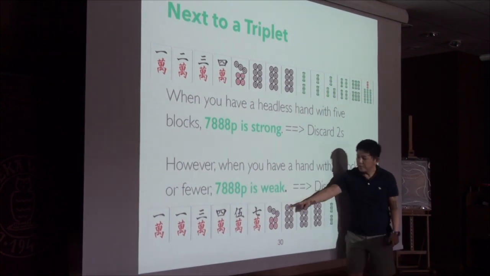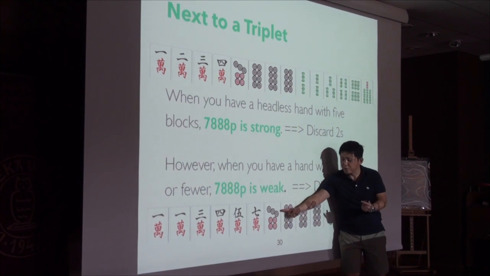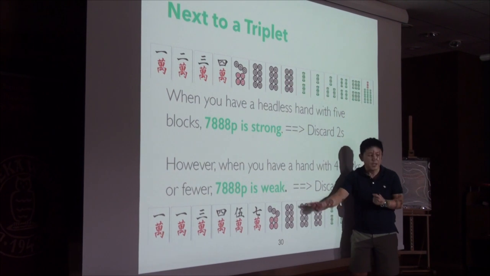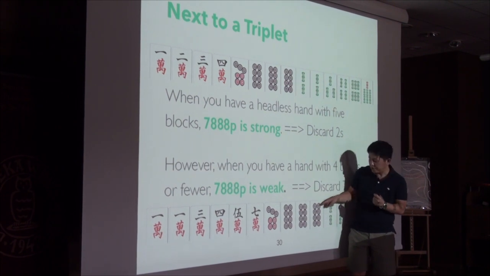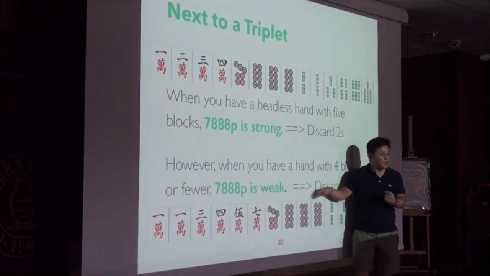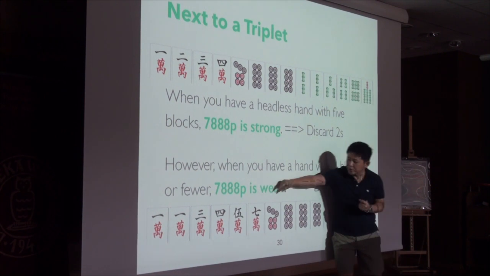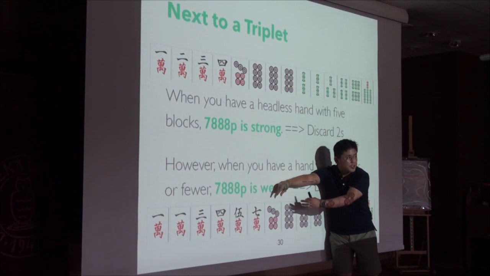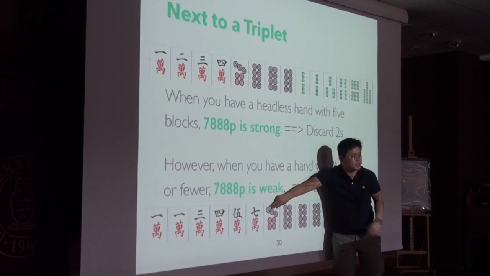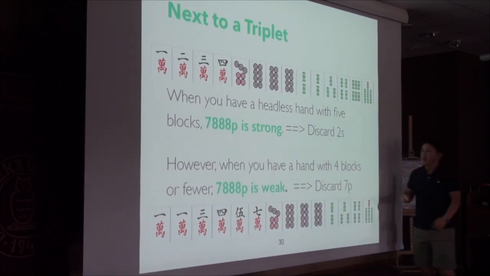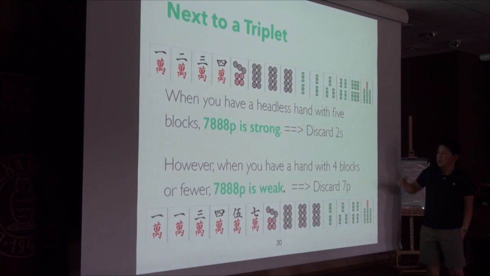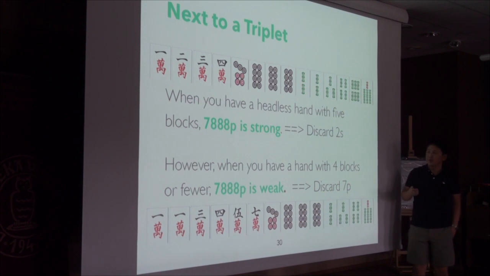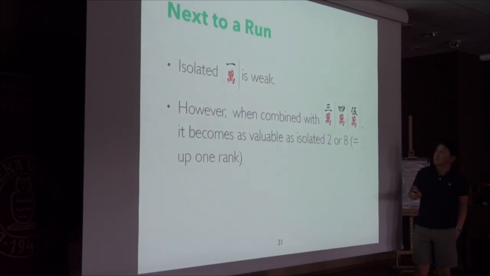But this will not. First of all, in order for this to become a proper side wait, you need to draw 8. But you are using 3 copies of 8 already, right? Even if you draw 6, you are using up winning tiles in your hand, right? So this is actually the least useful, right? So when your hand has 4 or fewer, a tile next to a triplet is 1 rank down, right?